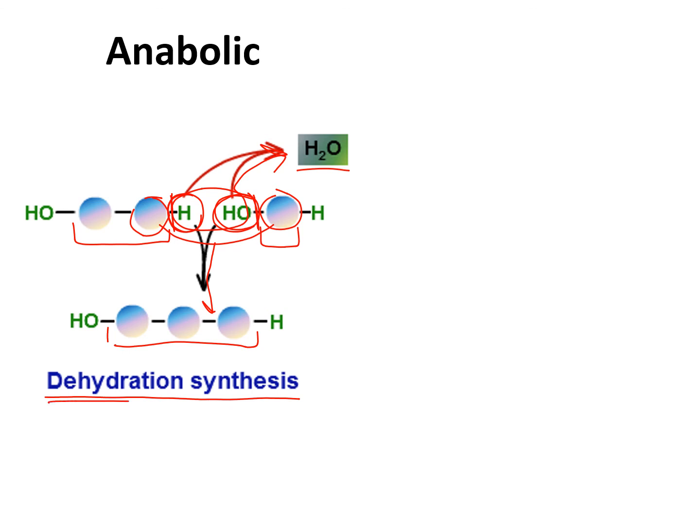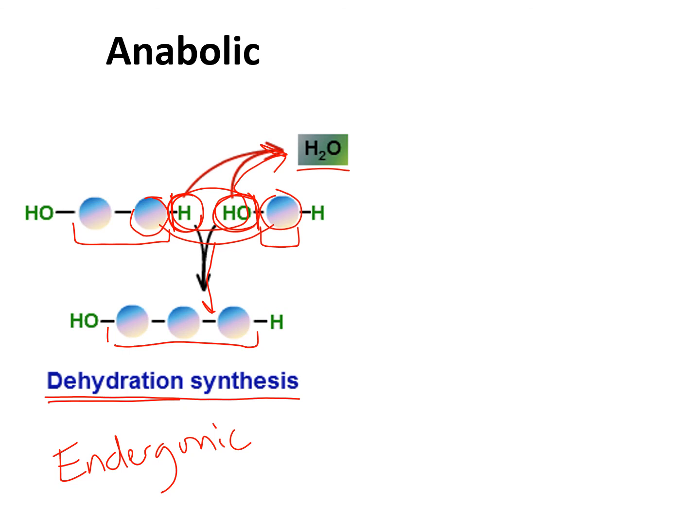In dehydration, you are removing water. The last thing to think about is energy, and in general, anabolic reactions are endergonic. Endergonic means that you have a net input of energy. So this is going to take more energy to link these monomers together than is going to be released. So this is going to store energy. You're going to have a net input of energy into this type of reaction.